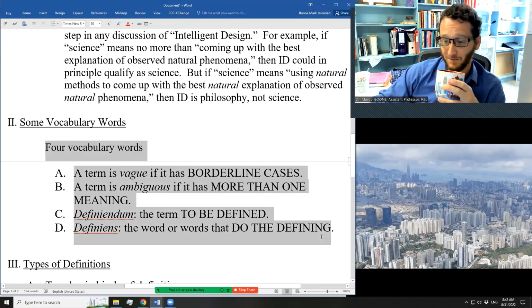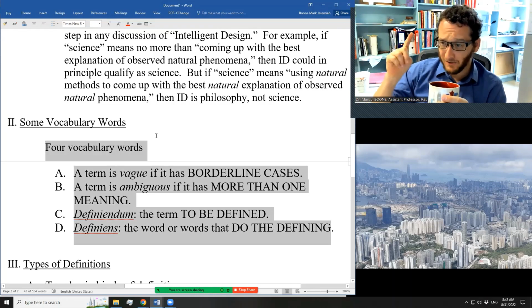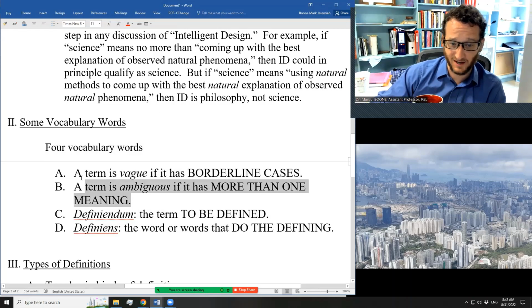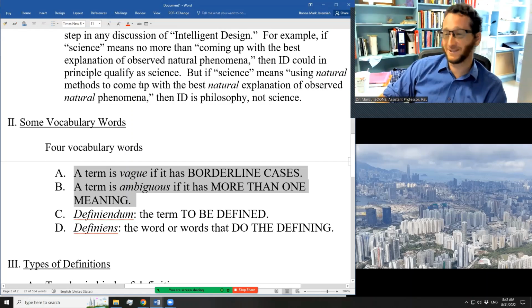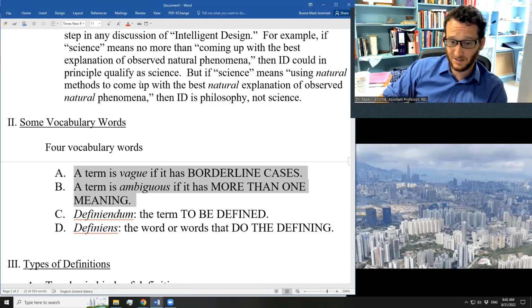I need to give you some vocabulary words. Now, these first two words are often used imprecisely. They're often used ambiguously. They're often used inaccurately. They're often used as if they're synonyms, but they're not actually synonyms. A term is vague if it has borderline cases. A term is ambiguous if it has more than one meaning.